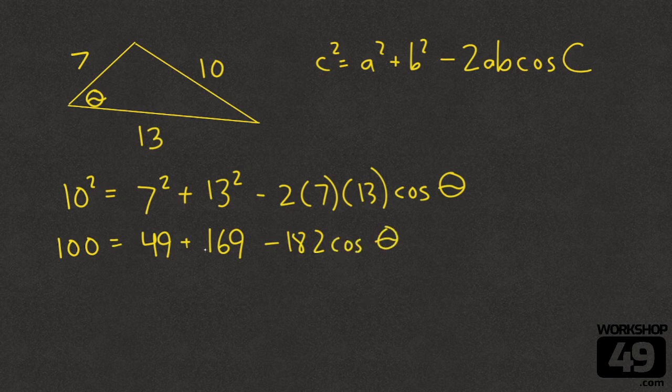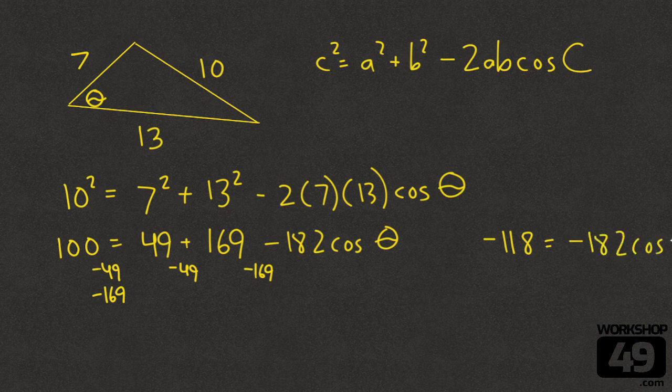Pause again. Remember in that first example where I said I always get nervous that folks will add and subtract and turn that into a number? It's even more important on this one, because if you try and subtract that 182, it's not really a 182. It's a 182 cos theta. That's a coefficient. We're going to have to deal with that later. So to get theta all by itself, we have to start off by subtracting 49, subtracting 169. We'll do that from both sides here. It's going to leave us with negative 118 equals negative 182 cos theta.